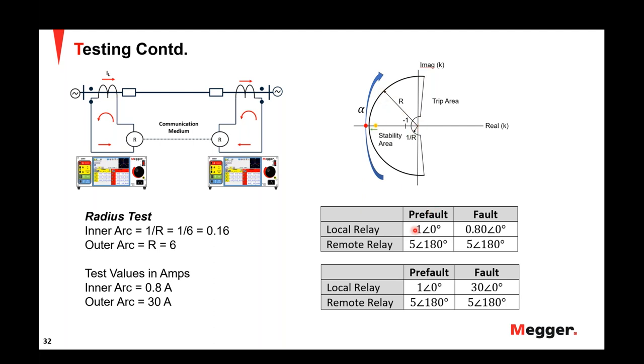When I'm in the pre-fault, the plot on the alpha plane is somewhere here. And when you move to the fault state at around 0.8, it goes beyond your stability area where the relays are supposed to trip, because now you're no longer in the stability area as per the settings. Similarly, you would perform another test to validate this side of your plane, with the pre-fault and fault injection, this time 30 amps on the local. So the plot moves from the stability area to the trip area. This is how we would validate the radius setting on the alpha plane.